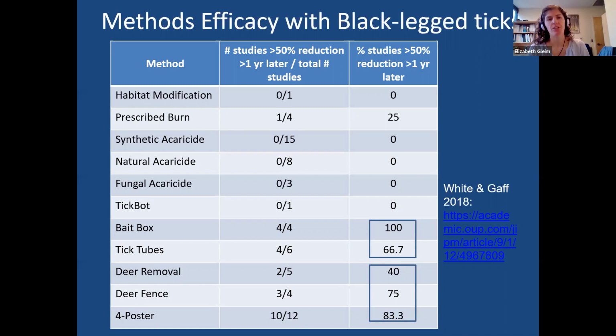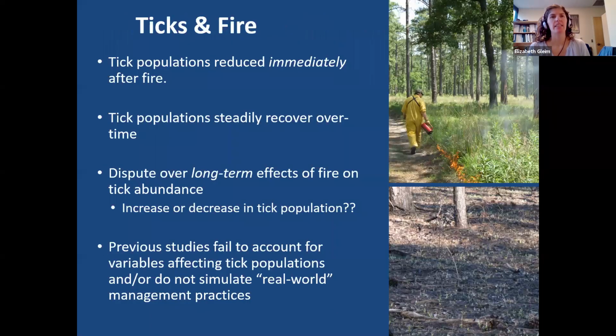The other concern with both the 4 poster method as well as the bait box and tick tubes is this concern about developing resistance to acaricide. So could ticks develop acaricide resistance? That obviously would be a very big issue. So the last one we're really left with that seems to be effective is prescribed burning, where we saw 25% of the studies had some success with this on a long-term basis. And so I'm going to focus in a little bit more on that.